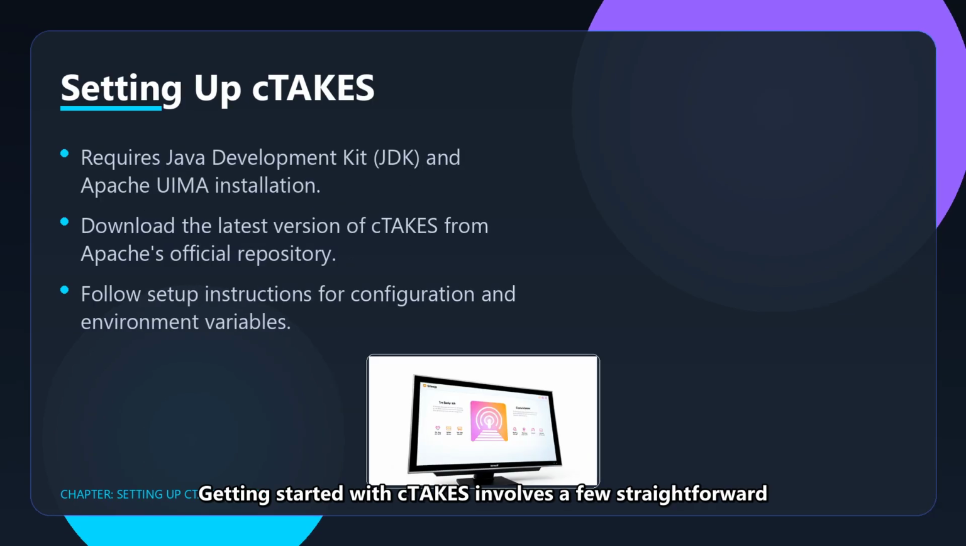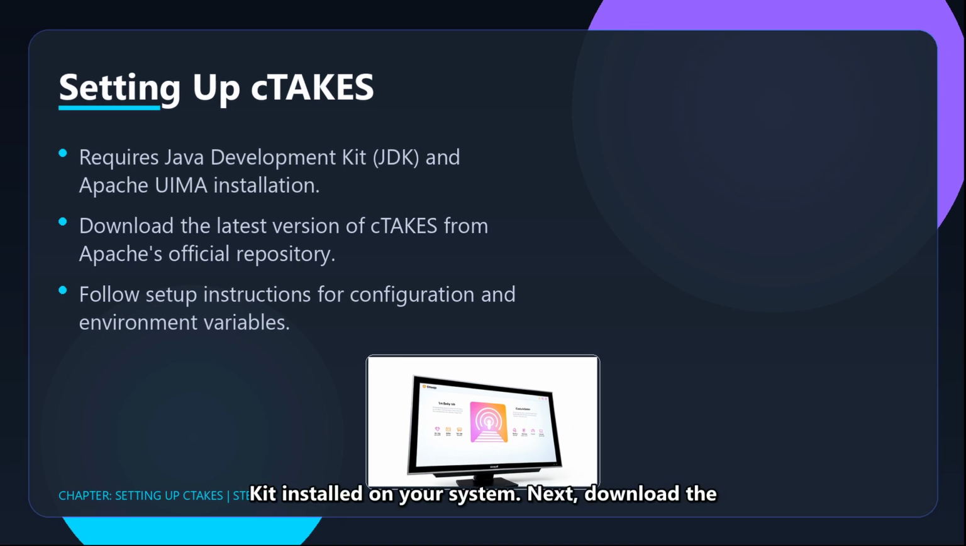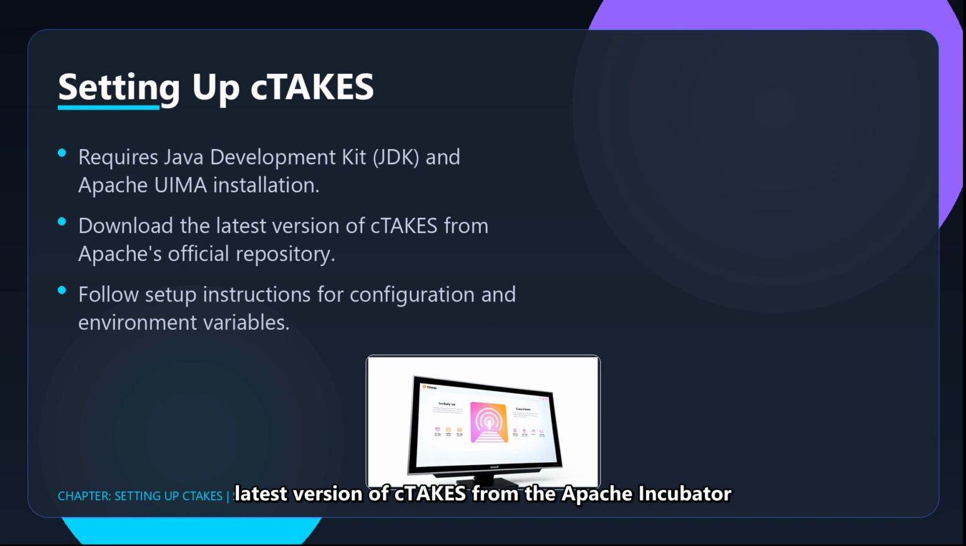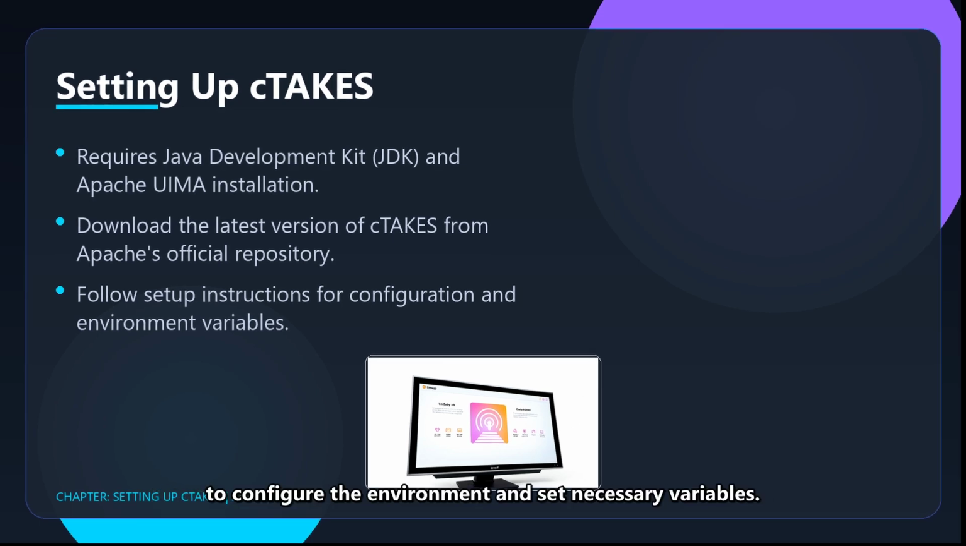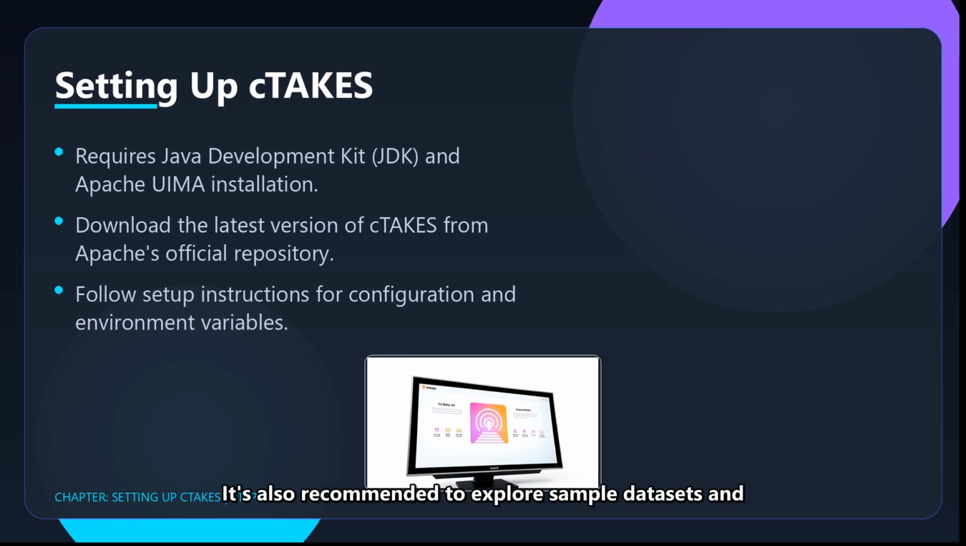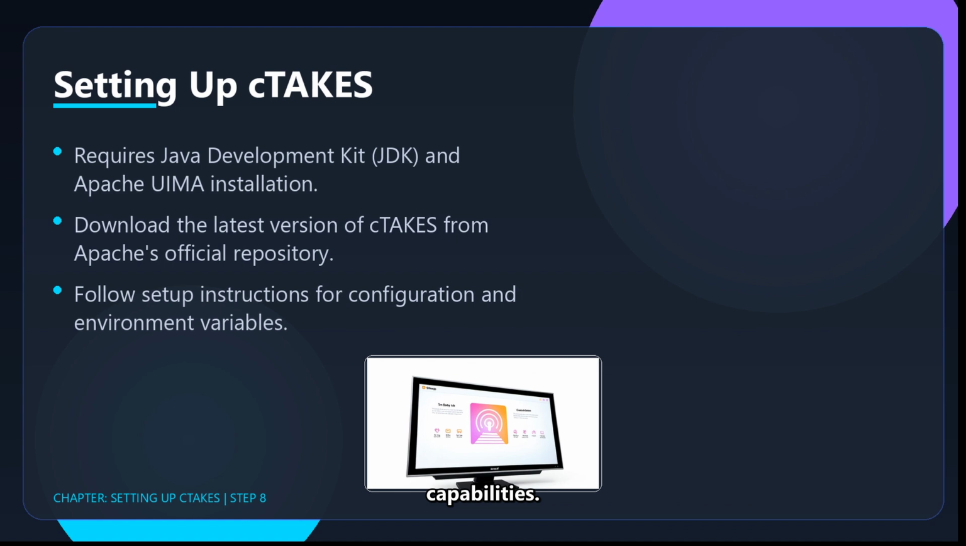Getting started with cTAKES involves a few straightforward steps. First, ensure you have the Java development kit installed on your system. Next, download the latest version of cTAKES from the Apache Incubator repository. Once downloaded, follow the provided setup instructions to configure the environment and set necessary variables. It's also recommended to explore sample datasets and pre-trained models to familiarize yourself with the tool's capabilities.